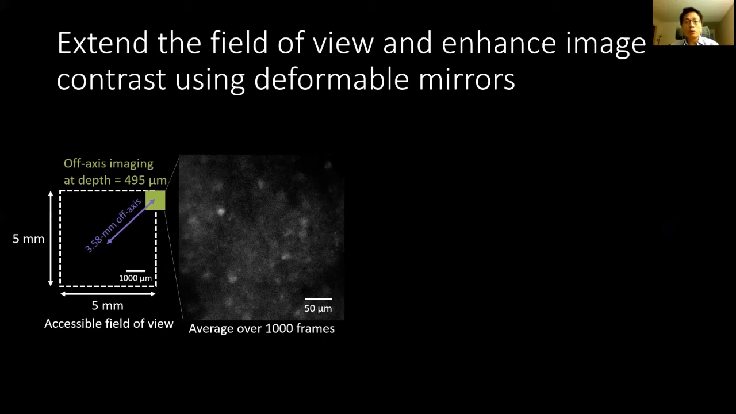For example, we tried to challenge the Diesel2P system by imaging the neuronal activity at the very corner of the field of view and at the depth of almost 500 microns, where the optical performance drops significantly according to the Strehl ratio map, and the tissue-induced optical scattering is very severe there. The point spread function is expected to distort greatly there, and thus we got a low contrast image shown here.